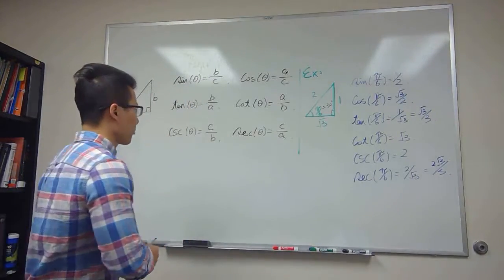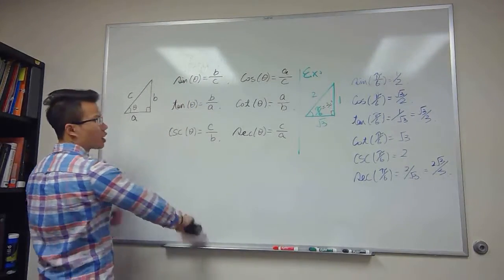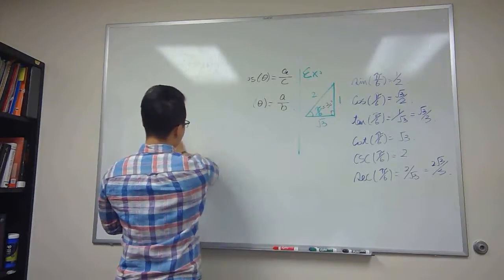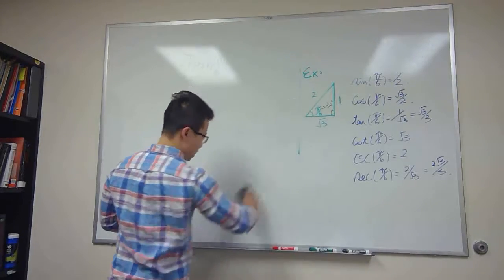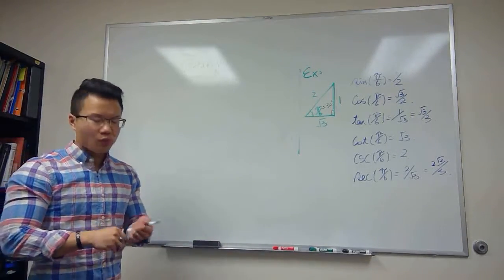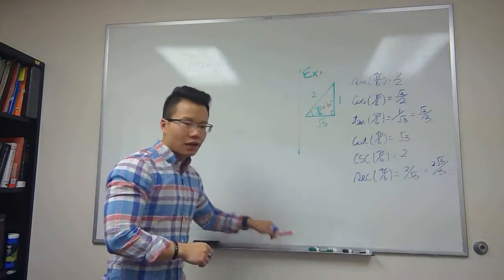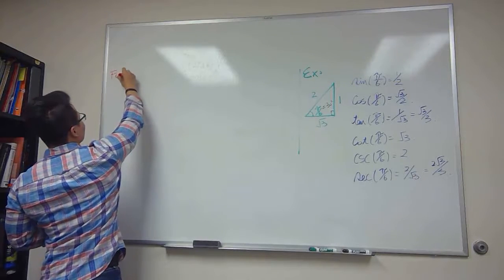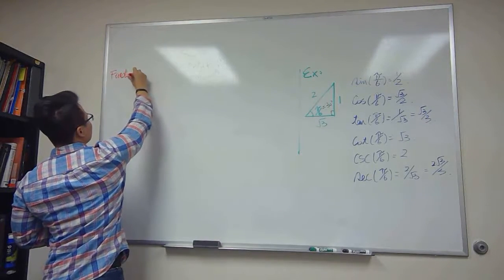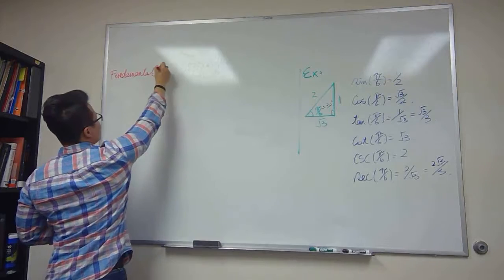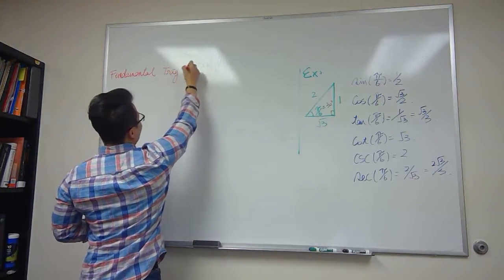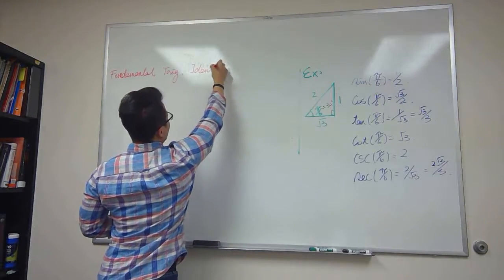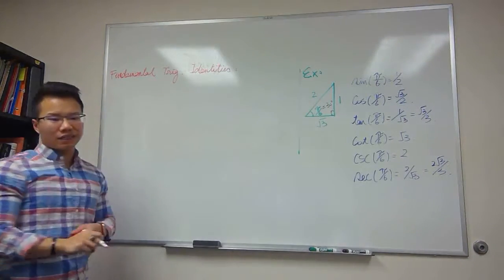Okay, and after we talk about those 6 trig functions in here, we're going to show you some identities. Okay, and those are called the fundamental trig identities. So the fundamental trig identities.